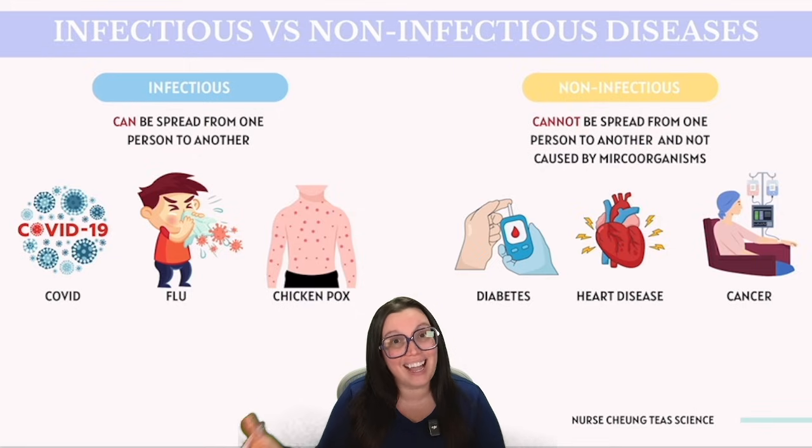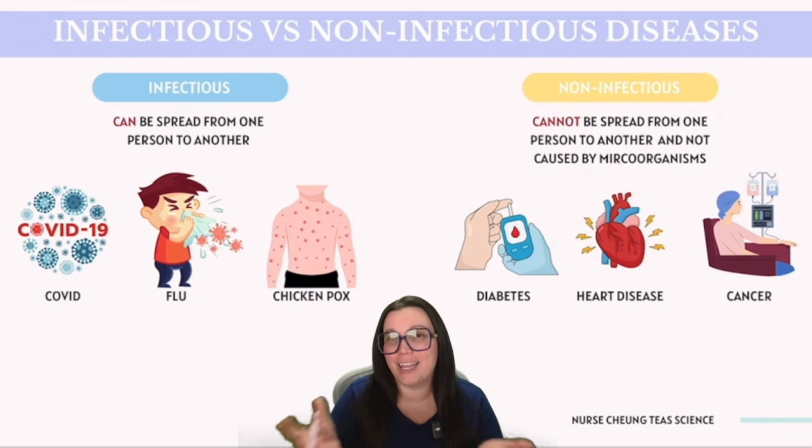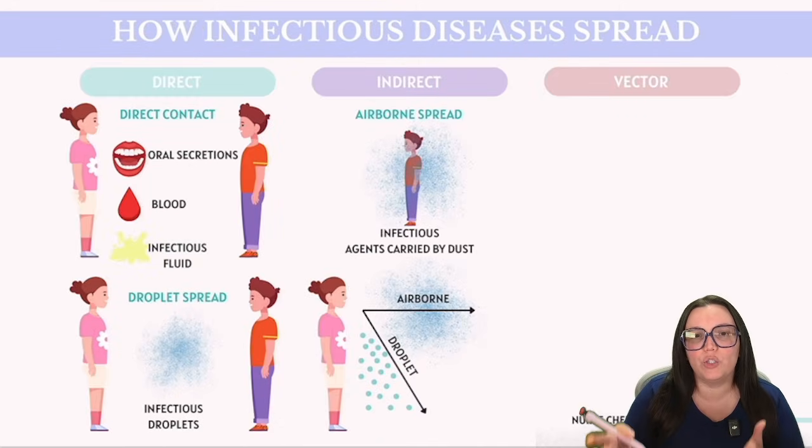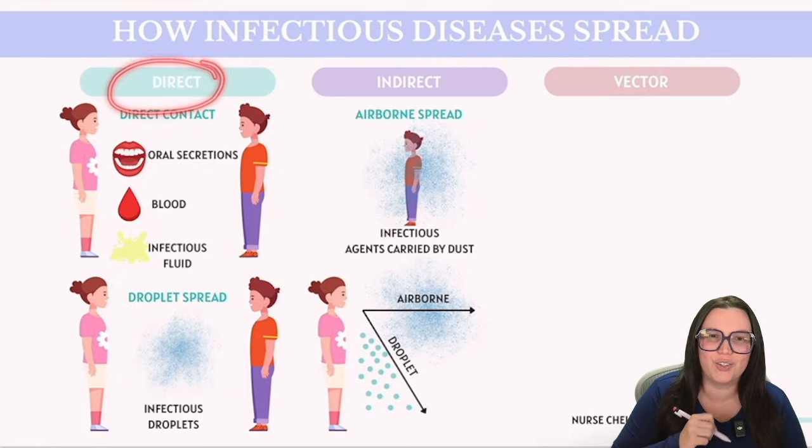as smoking and diet. Understanding the distinctions between these two types of diseases is crucial for effective prevention, treatment, and management strategies. Next, we're going to examine the various ways diseases are transmitted, often referred to as modes of transmission. The first category we are going to discuss is going to be direct transmission.